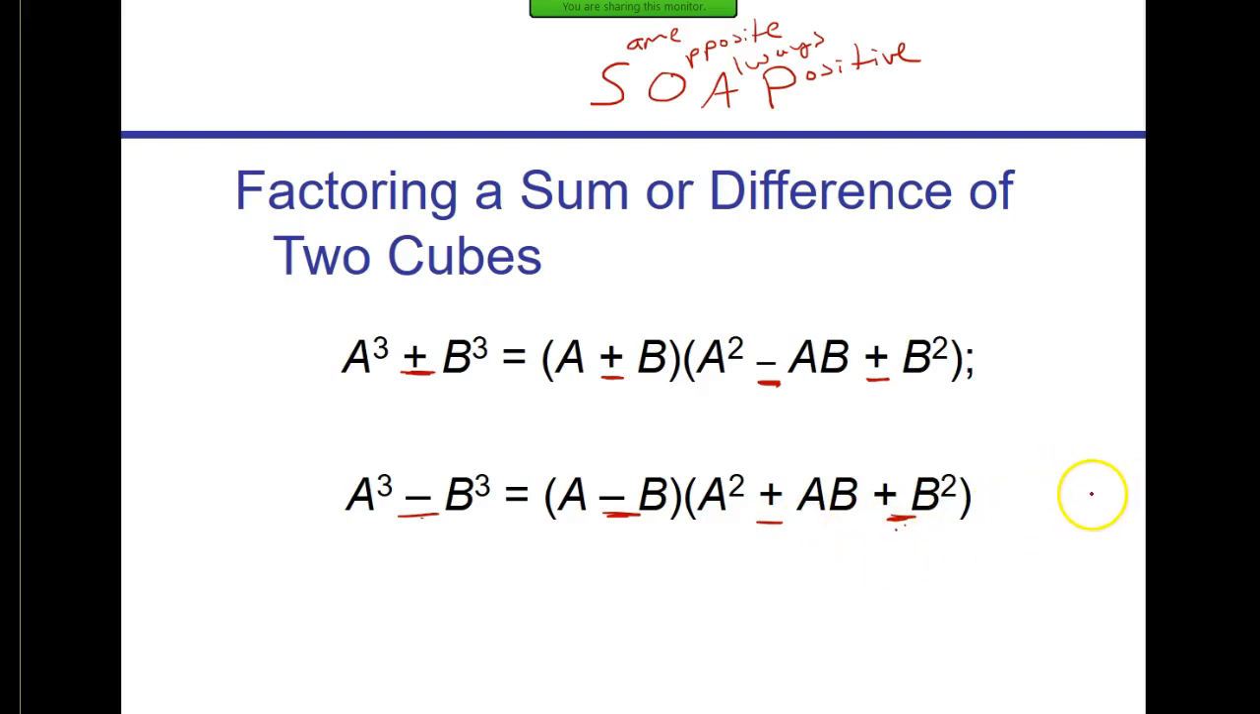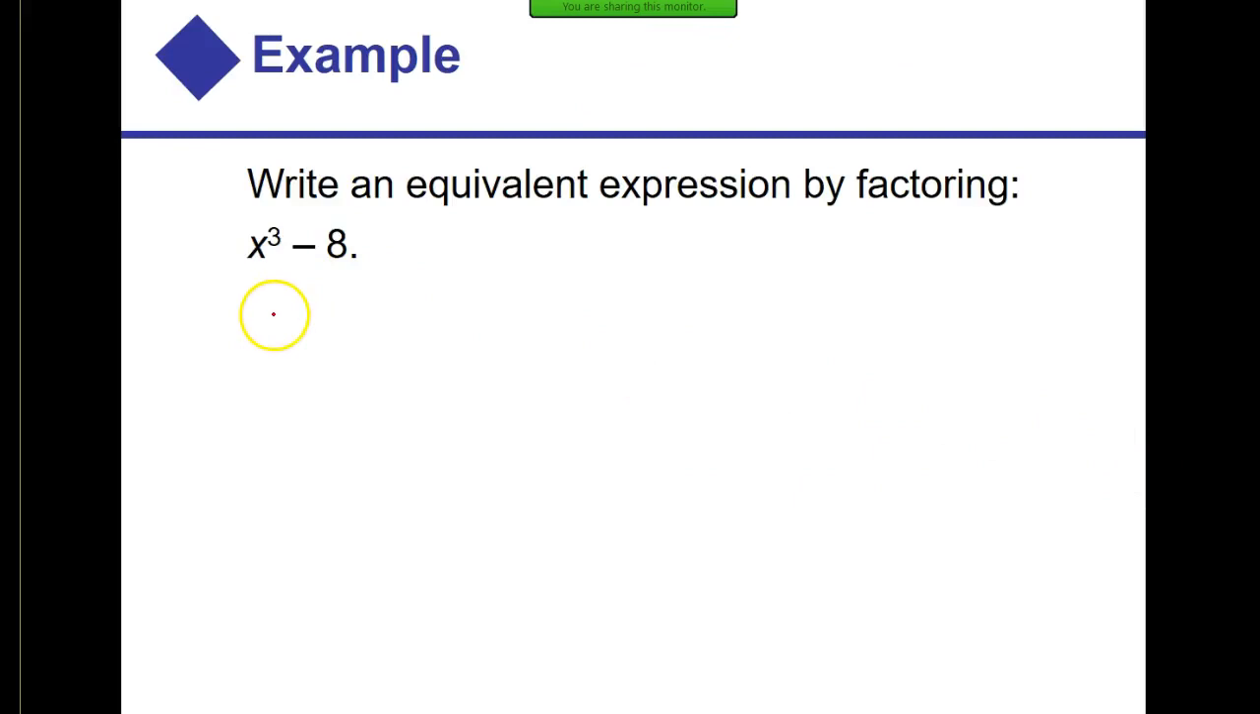Alright, so let's try factoring. First I have to figure out what is being cubed. So x is being cubed and 2 is being cubed. 2 times 2 times 2 gives me 8. So this is my a, this is my b. So it's always going to go into a minus b, so same sign, a squared, the opposite sign, this will be plus ab, and then always positive, b squared.